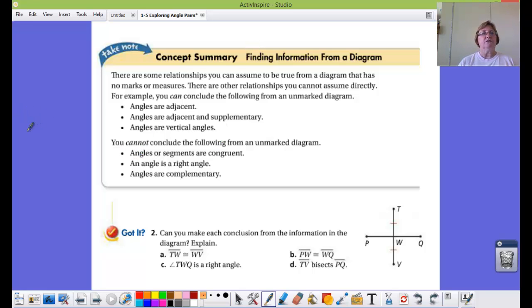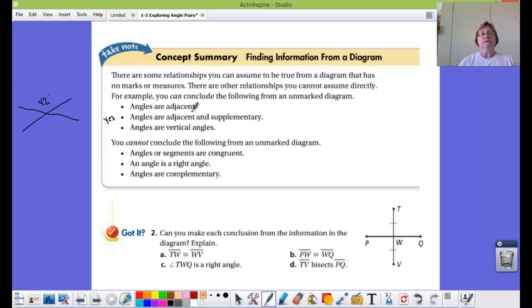Especially since we just looked at that picture where we told you that this was a 42-degree angle, even though it didn't look like it. See, we have to be able to tell in geometry what we can tell from a diagram and what's marked in a diagram. I want to have you look at this information with me. Some things you can assume to be true, okay? Some things you cannot. For example, it says, you can conclude, so these things are the yes things, okay?